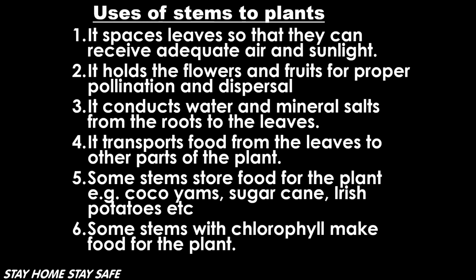Then 5, some stems store food for the plants. For example here, we have a cocoyam, we have sugar cane, we have sweet potatoes. Those ones store food for the plant. Then 6, some stems with chlorophyll can make food for the plant. Have you ever seen stems which are green? If a stem is green, that means it's able to carry out the process of photosynthesis.